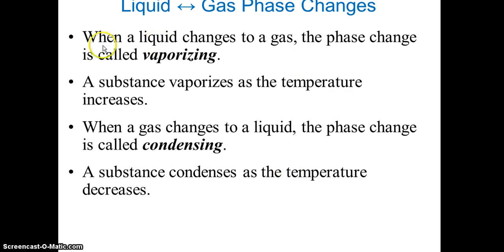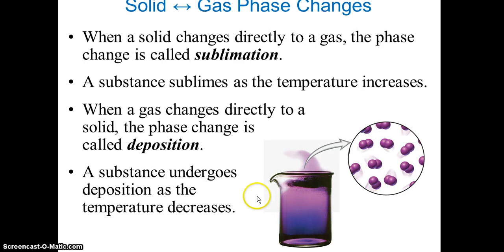You can see when a liquid changes to a gas, the change is called vaporization. A substance vaporizes as the temperature increases. When a gas changes to a liquid, the phase change is called condensation, and the substance condenses as temperature decreases.